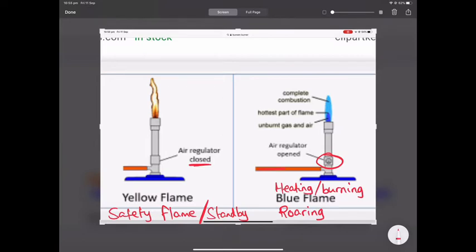So the fuel which is coming in through this rubber tubing here is coming into contact with oxygen from the air, which comes in through this air hole, okay? And it burns, releasing obviously heat energy. But there are two types of combustion.